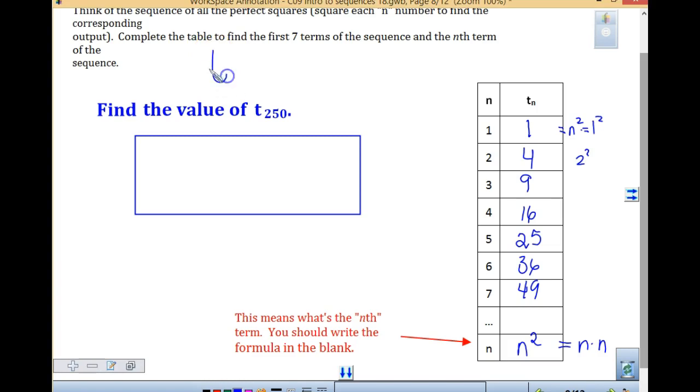Our formula is t sub n is equal to n squared, right? Which just means if I'm finding t sub 250, you definitely want your calculator for this one. We're going to take 250 and we are going to square it, correct? And if you think of 25 squared, this one comes out to be 62,500.